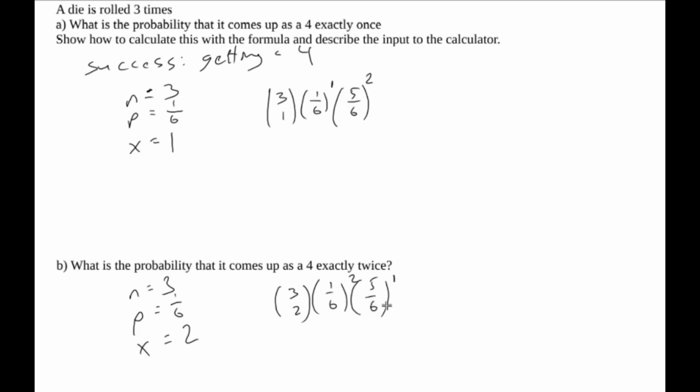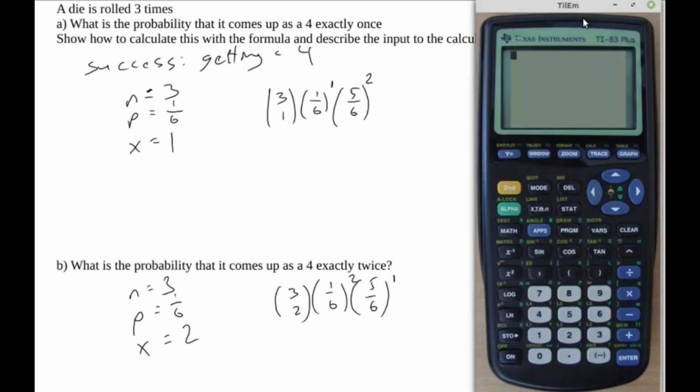There's only 1 failure. As far as plugging those into the calculator, I'm going to pull up my TI calculator here. To calculate these you have a couple of different ways you can do it. You could just type in exactly this formula. 3 choose 1 is 3. 1/6 to the first, that's 1/6. 5/6 squared, you could do 5/6 and then raise it to the second power, or hit squared here. You can see we get a probability of 0.347 on this calculator.